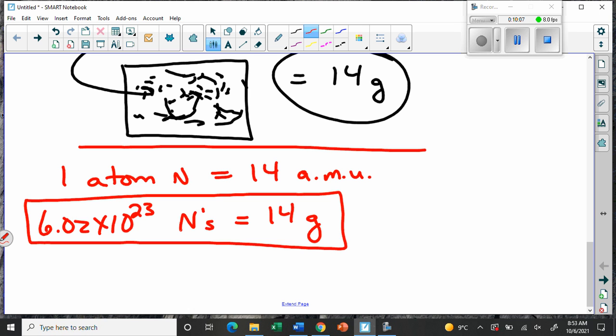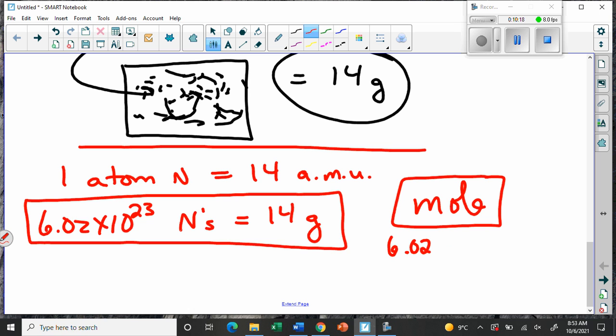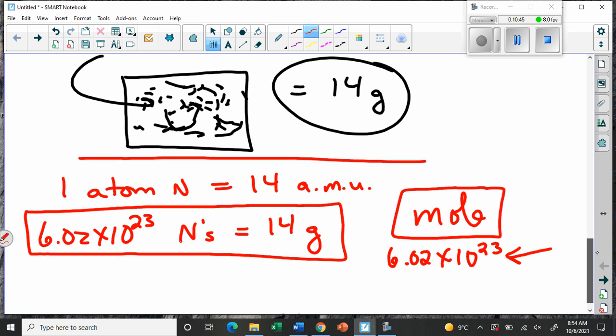He called this number the mole. Instead of a dozen, it's called a mole. And so a mole is simply 6.02 times 10 to the 23 anything. You can have a mole of nitrogen atoms, but you could also have a mole of people. There are not this many people in the world, but you could have a mole of ants, a mole of oak leaves, a mole of cars. It's just that you'd have to have a heck of a lot of them, this many, in order to get a whole mole's worth.